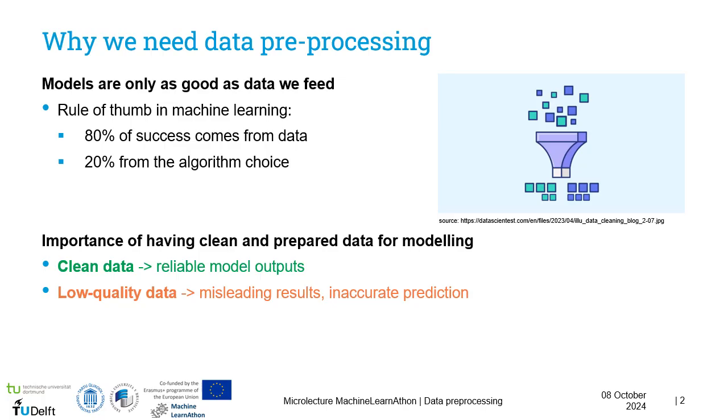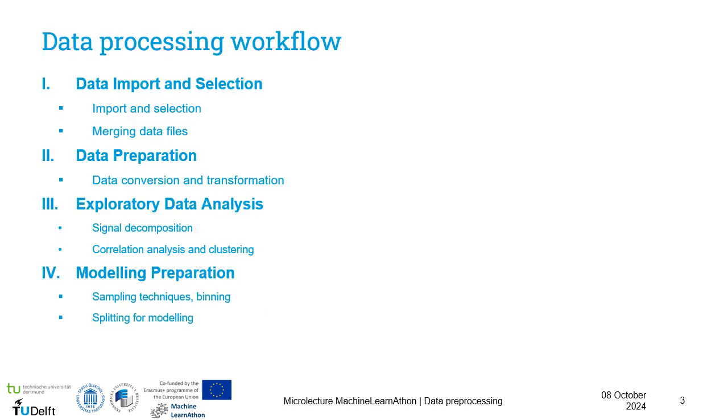Quite often we talk about machine learning and algorithm selection, but every model is only as good as the data we feed in. Sometimes we can even say that 80% of success comes from data and only 20% of success comes from algorithm choice. Therefore, we should put a lot of attention into data preprocessing so we can produce clean data, which will be very beneficial for our next steps of the pipeline.